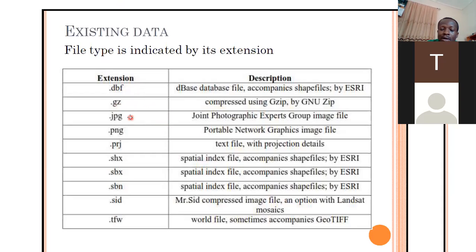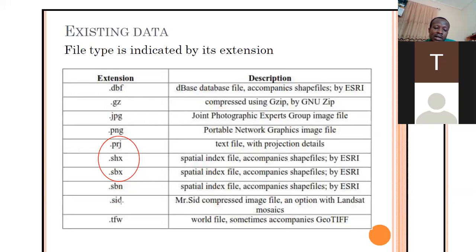JPEG file is a picture file which is on our phone. Our phones have all the pictures we have taken. Most of them are actually PNG. Is that okay? PRJ is a projection file. We talk about these files, the so-called shapefile. We will talk about the shapefiles. Okay, we talk about them. They are a very popular type of data set that is used in GIS. It's one of the most popular file formats in GIS.